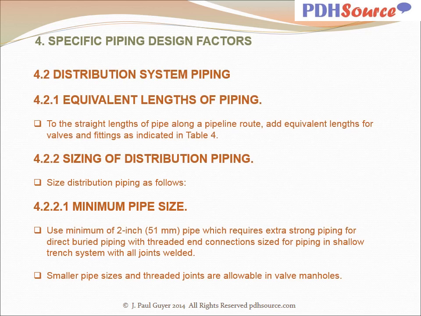With regard to distribution system piping, to the straight lengths of pipe along a pipeline route, add equivalent lengths for valves and fittings as indicated in Table 4. Size distribution piping as follows. Minimum pipe size, use minimum of 2-inch pipe, which requires extra strong piping for direct buried piping with threaded end connections sized for piping in shallow trench system with all joints welded. Smaller pipe sizes and threaded joints are allowed in valve manholes.